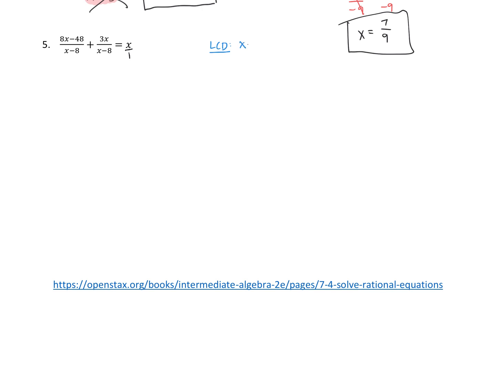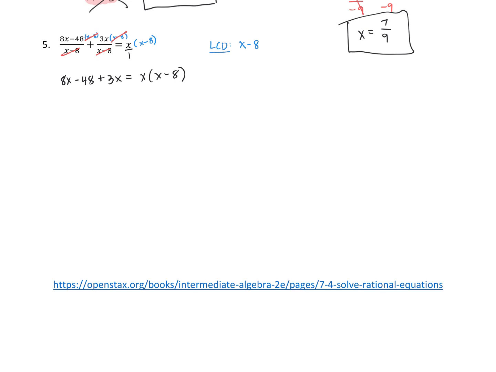There's only one factor in the denominator. That factor is x minus 8, so that's going to be our LCD. So at this point, we're just going to multiply through by the x minus 8. So distribute that to each term. X minus 8's cancel out in the first fraction and the second fraction. So all we're going to have left is 8x minus 48 plus 3x is equal to x times x minus 8. So the only place the x minus 8 kind of sticks around is the right-hand side. It cancels out on the left-hand side.